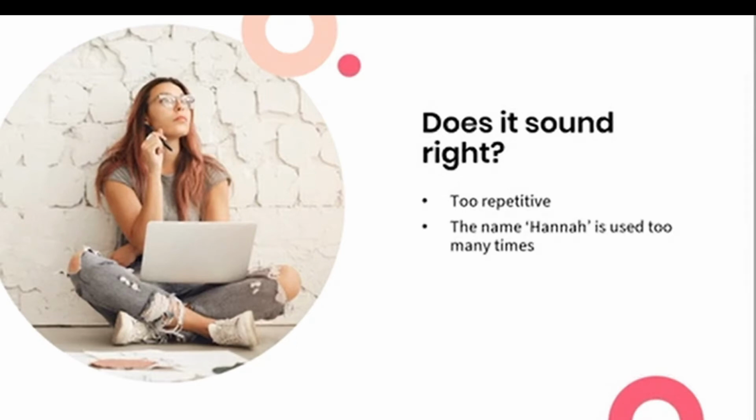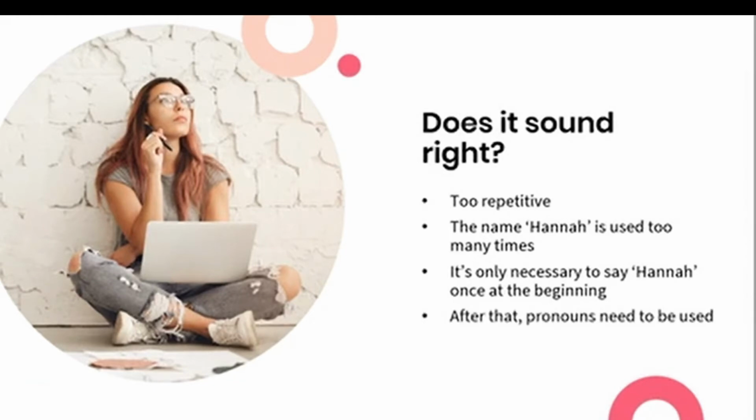The name Hannah is used too many times. It's only necessary to say Hannah once at the beginning. After that, pronouns need to be used instead of the name Hannah. By the end of this core topic, you will be able to fix these sentences and make them look and sound better by filling in the correct pronouns. We will cover 4 types of pronouns in this lesson.